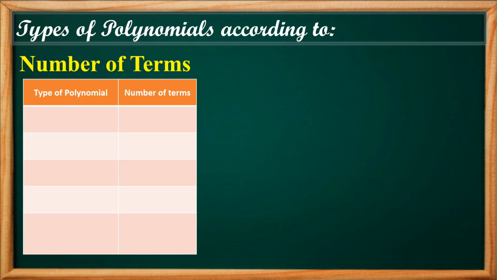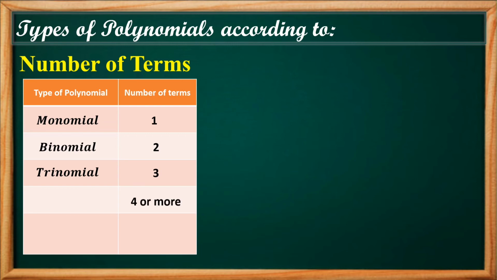Okay, example, kapag isa lang ang term, the number of terms is 1, then tawag sa polynomial is monomial. From the Greek word mono, it means 1. Okay? Next, the number of terms is 2, then it is binomial. Bi, ibig sabihin, 2. Next, if the number of terms is 3, then it is what we call trinomial. It means tri, it means 3. Next, if it is 4 or more, okay?